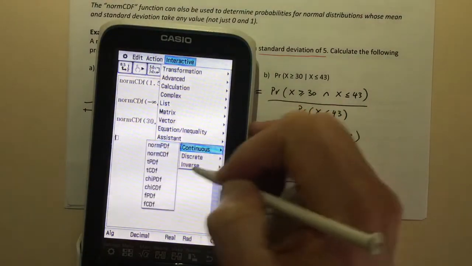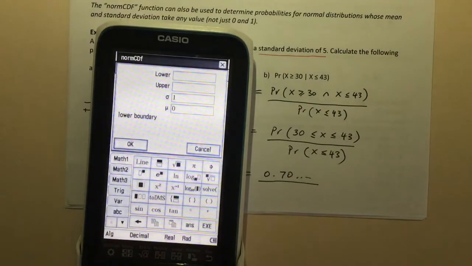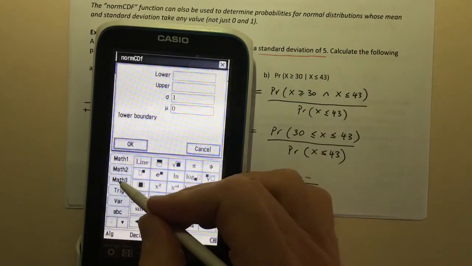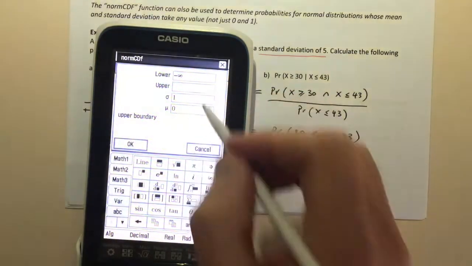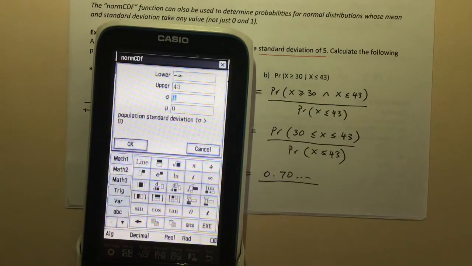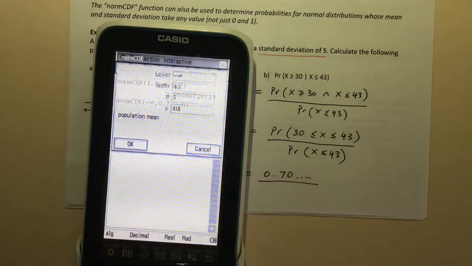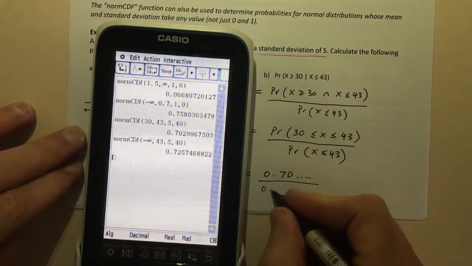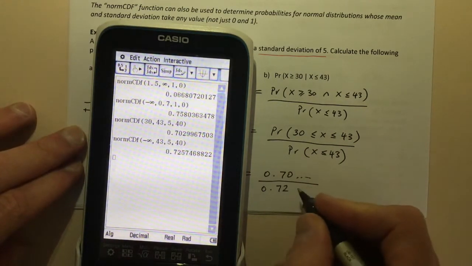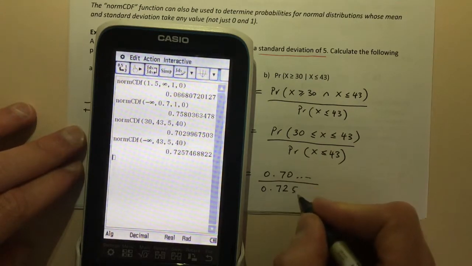Interactive distribution, continuous, norm CDF. So if we want just less than 43, or less than or equal to 43, we're going to use negative infinity as our lower limit. Our upper limit is 43. Standard deviation is 5. The mean was 40. Okay, so we get 0.7257, and again going to do the dots.